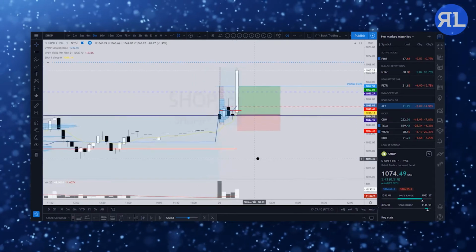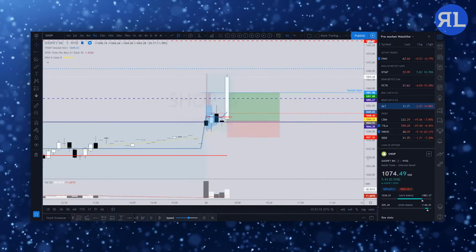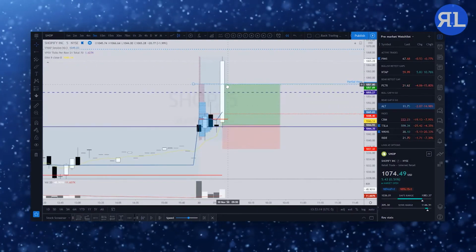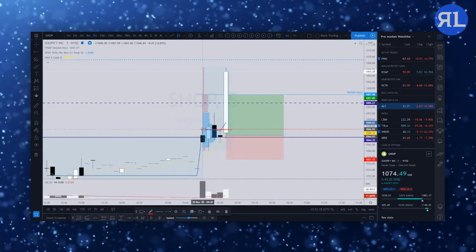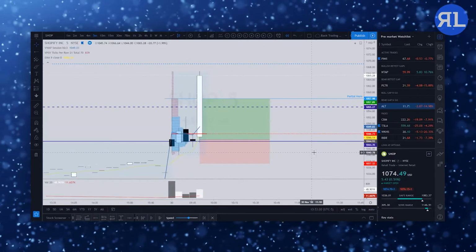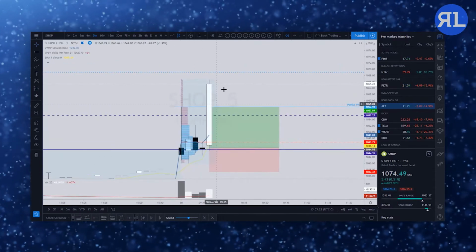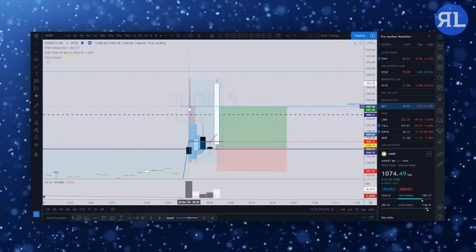All right, there, I'm in. Okay, so this is good, and immediately fills the partial. So that was a good, strong move. Now the point of control moved down, which is odd. So I'm going to watch that point of control and make sure that it continues to go higher.